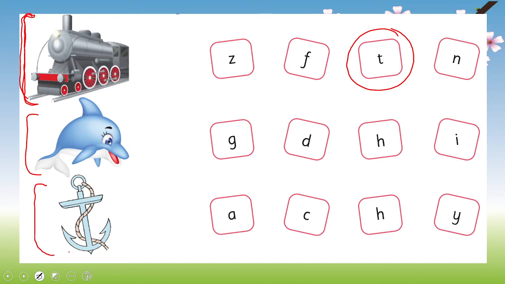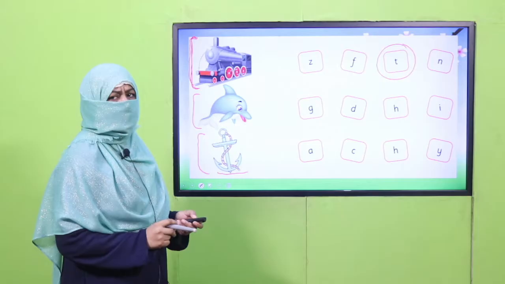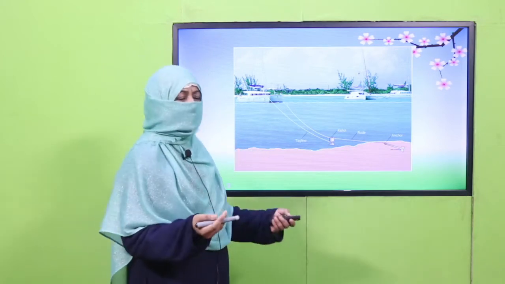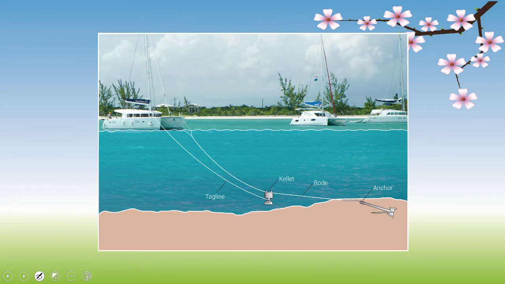So you know this is an image of an anchor. And what is an anchor? Does anybody know? Raise your hand. Okay, very good. You're raising your hand, tell your teacher. I'm going to tell those who did not raise their hand. All right, look at this picture. Here is a ship and here is an anchor.